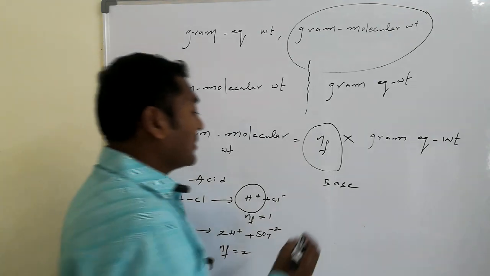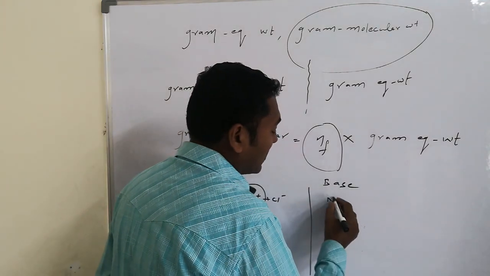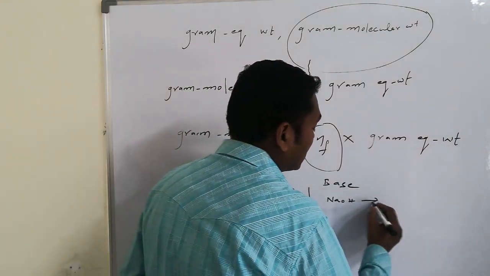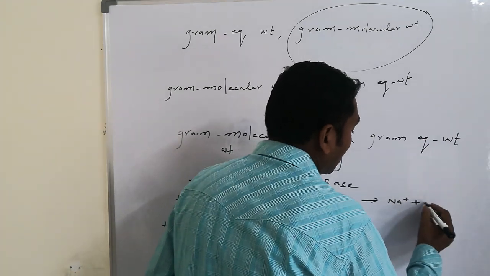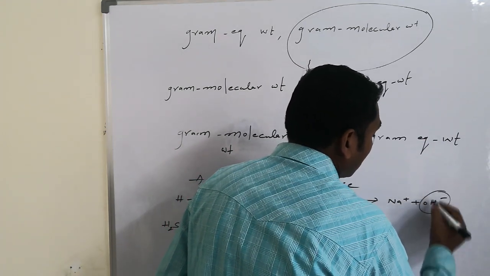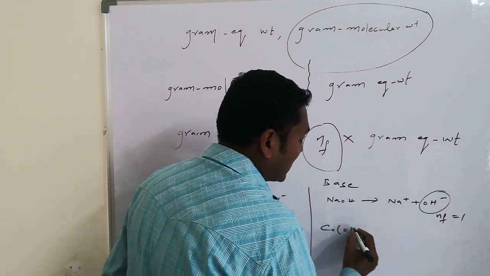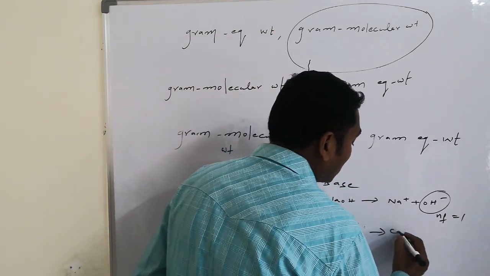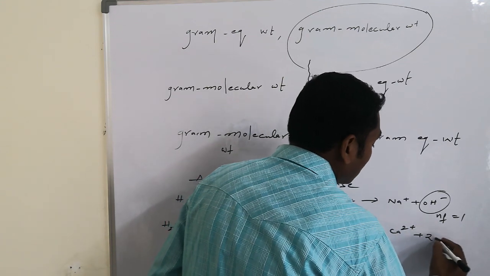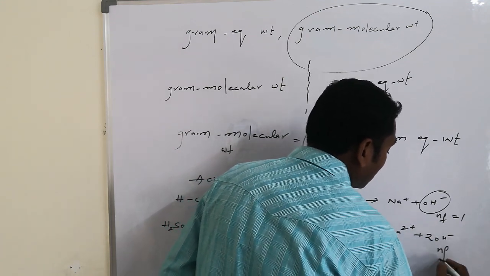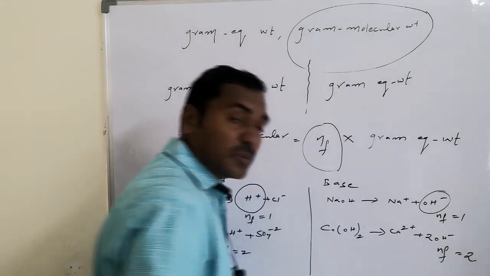2. Similarly, suppose it is a base like sodium hydroxide, it gives Na plus ion followed by OH minus ion, hence its n factor will be equal to 1. Suppose it is calcium hydroxide, then it generates Ca 2 plus ions followed by 2 OH minus ions, its n factor will be equal to how much? 2.